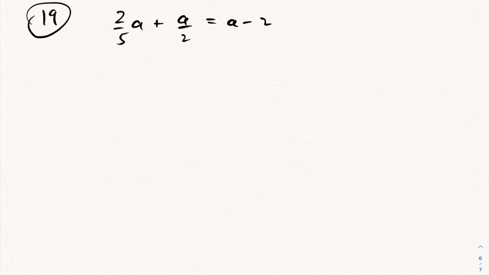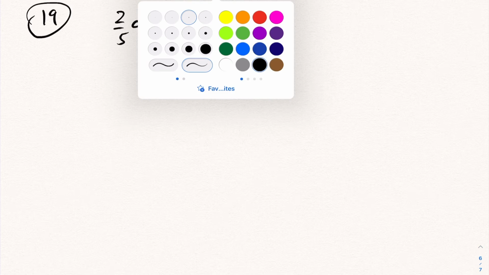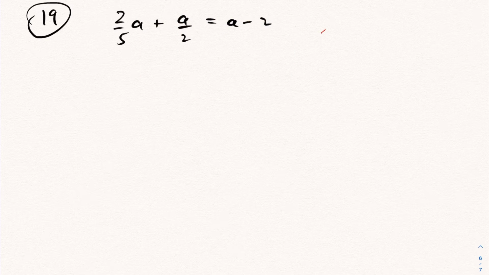Okay, let's take a look at number 19. Again, as I said before, pause the video, try the question out yourself, and then see how you did. So with this question here, I want to get rid of the 5 and 2. Every time you see fractions, you want to get rid of those right away. So in this case here, I'm going to multiply across. Again, finding that least common multiple between 5 and 2, that's going to be 10.